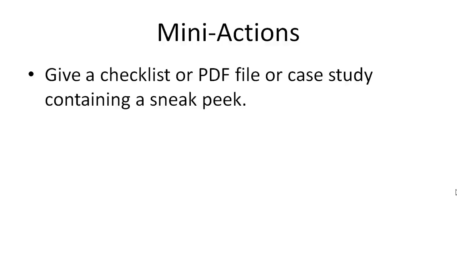So let's talk about mini actions. How do we get people to take action initially when they sign up for the webinar? To do that, we can give a checklist or an action list or a PDF file. You generally don't want to have something that's too long, but you don't want to have something that's too short either. Basically, you want to provide something, whether it's a case study or information or action list, checklist, whatever, containing some sort of sneak peek preview of what your webinar is going to be about. So maybe you have a checklist of something people need to do before they get to the webinar so that they can use whatever they have checked off that list in the webinar.